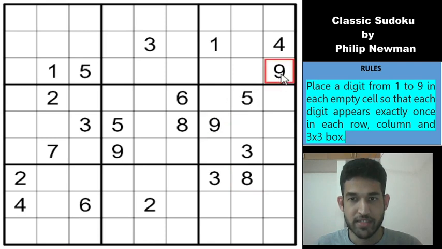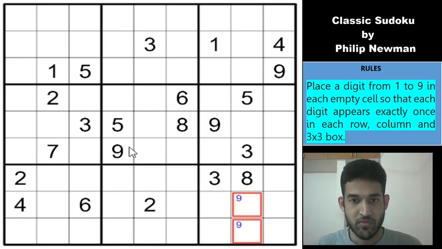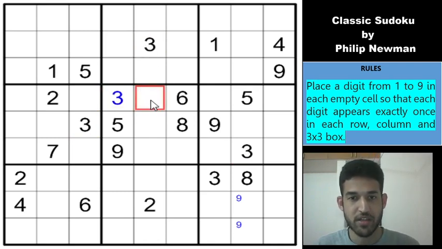So I see 9s in column 7 and 9, which means that 9 must be in these two cells. And there are not many 9s in the grid, so let us focus on a different digit. There is a 3 in row 5 and row 6, which means 3 must be in one of these cells, but there is a 3 here. That gives me a 3 here, which means this is not a 3.